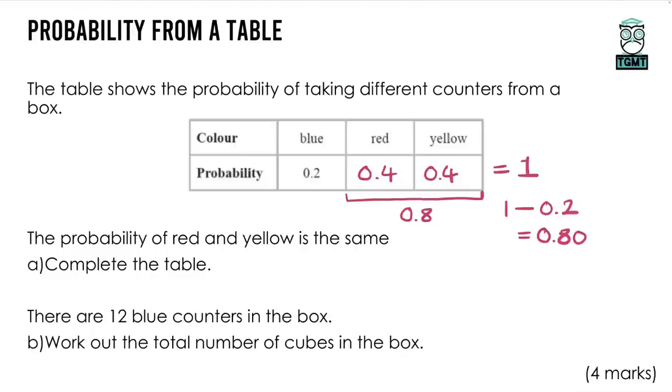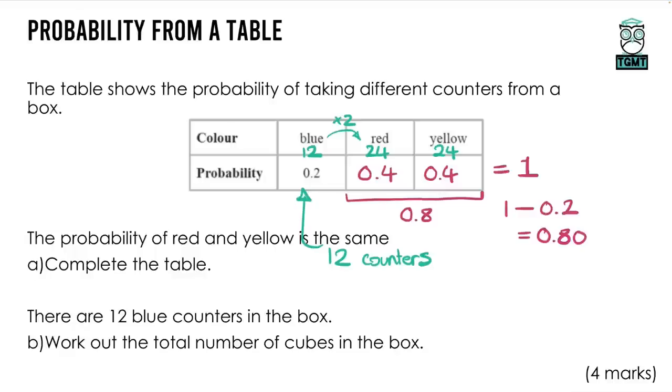It now tells us that there are 12 blue counters in the box. Work out the total number of cubes in the box. Well, if we know that 0.2 here is 12 counters, this is a really nice one because 0.4 is just double that. So if 0.2 is 12 counters, we'll just write that here. Then next to that, which is double, we would times that by 2, and that would be 24 counters. And yellow is exactly the same, so that would be 24 counters as well. So actually this is a really nice one.